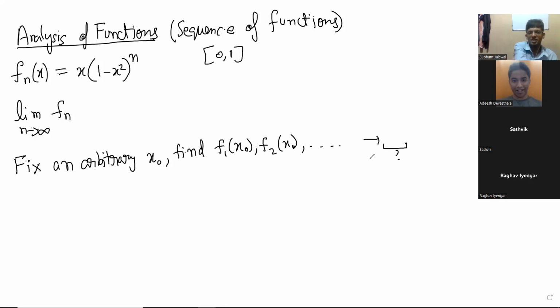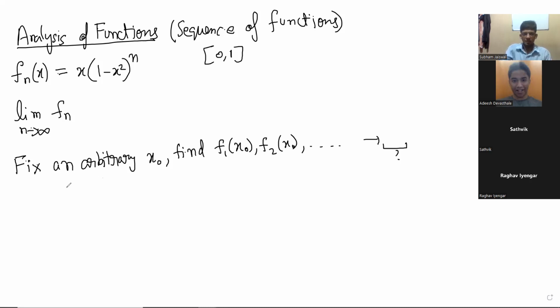Yes, what happened to the others? You guys were there yesterday, right? Yes, Satvik? Sir, for x naught equal to 0 it will be 0, and for 1 it will be 1. Sorry, 0 again. And other than 0 and 1, it will be 1 minus x squared raised to a large number. It'll be 0 again. Okay, so it's 0 for all of them.